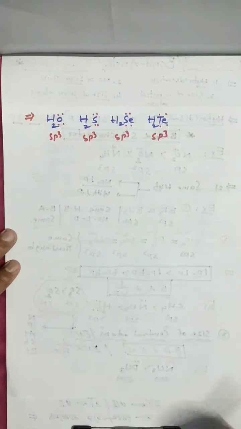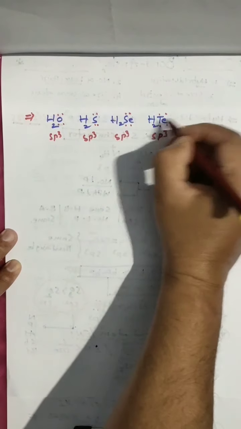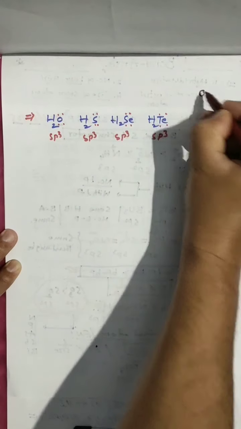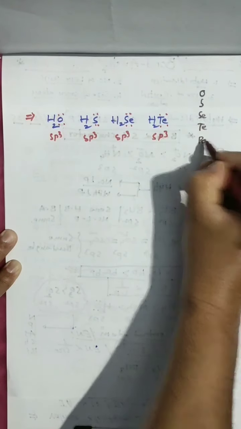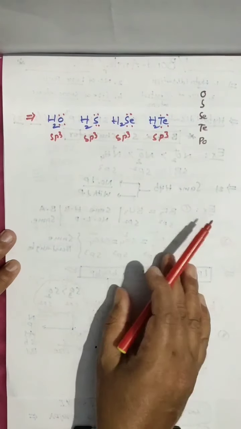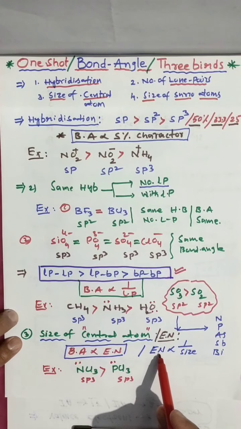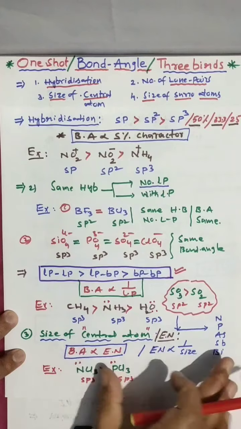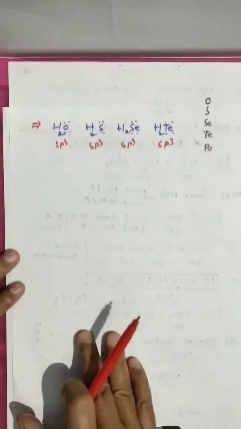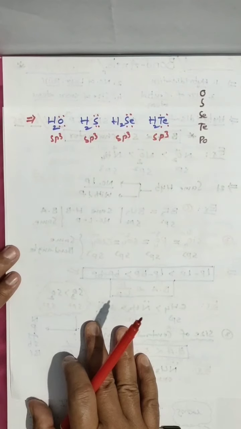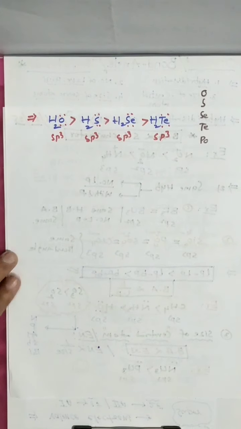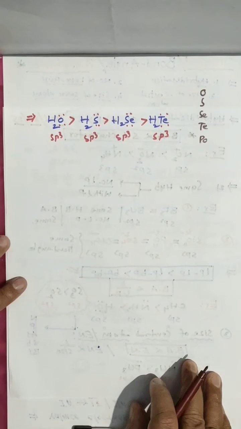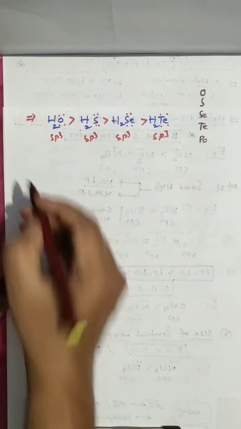Then what do we have to see? Size of the central atom. This is the oxygen family we have here: oxygen, sulfur, selenium, tellurium, polonium. Down the group, size increases. Size increases, what happened? Electronegativity decreases. Bond angle decreases. Simple. Down the group, bond angle decreases. Very tricky. You can solve any question if you follow this. That is the size of the central atom.